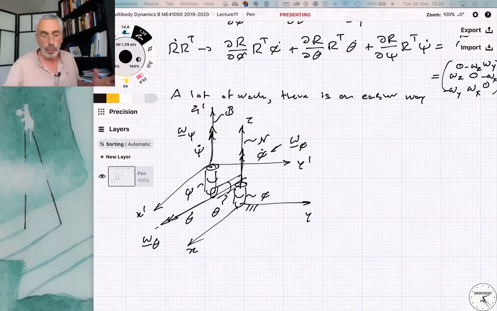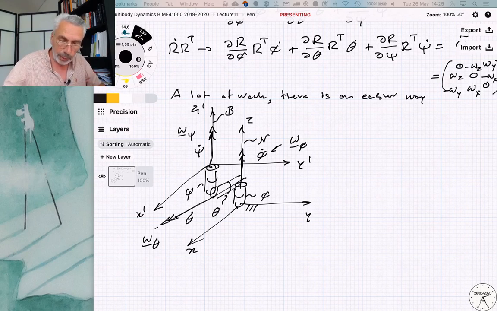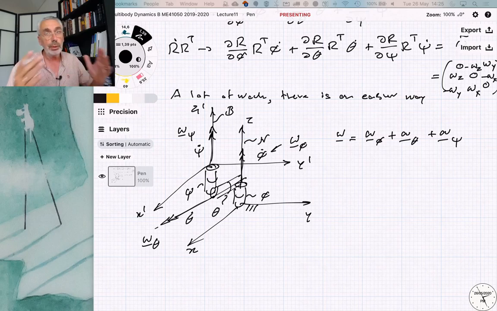But the whole problem is, of course, that all these directions change. When these angles are not zero, then all these directions are askew, and so it seems like it doesn't help. But we can write in a vector way that the omega is just the sum of these three omegas. So this omega vector phi plus this omega vector theta plus this omega vector, which is psi. And I haven't expressed it in any coordinate system. They are just coordinate free, right?